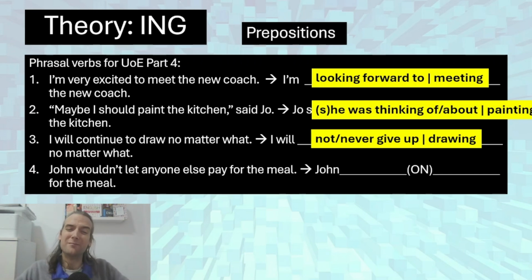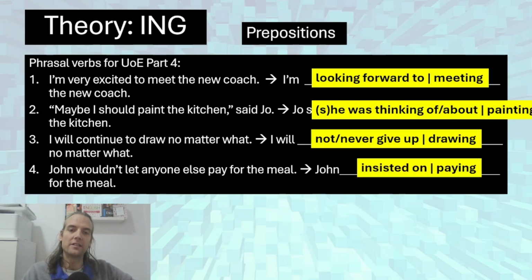And number 4, this is the most difficult one, but this is based on a real C1 question that I have seen. If he wouldn't let anyone else pay for the meal, then what was he doing? He was, "I'm going to pay." Insisting, which is used with "on", that's your little clue, you insist on, and obviously "on" is a preposition. John insisted on paying. There we go.